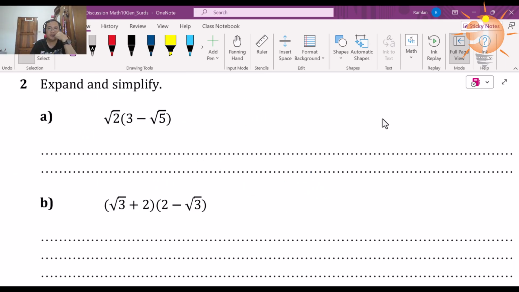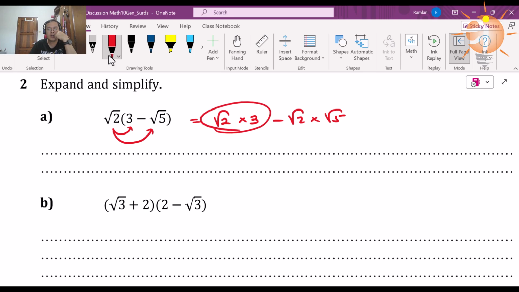Okay, for number 2, this is pretty simple, since you know already how to open brackets, right? So you only need to multiply the square root of 2 with the 3 and with the negative square root of 5. So this is pretty easy. Now if you multiply square root of 2 times 3, and then we have square root of 2 times negative square root of 5, there'll be something like this. Negative square root of 2 multiplied by square root of 5.